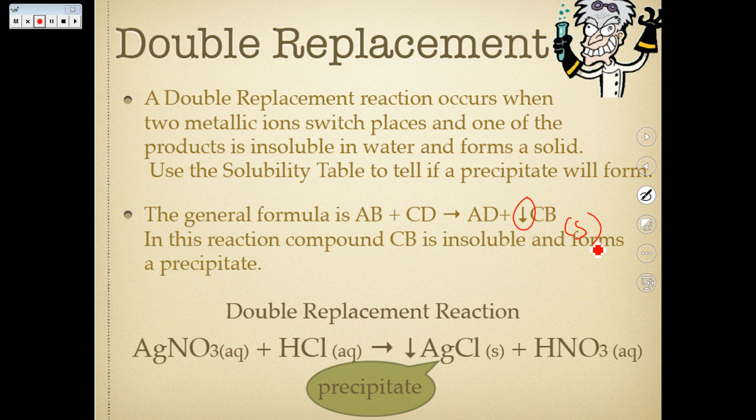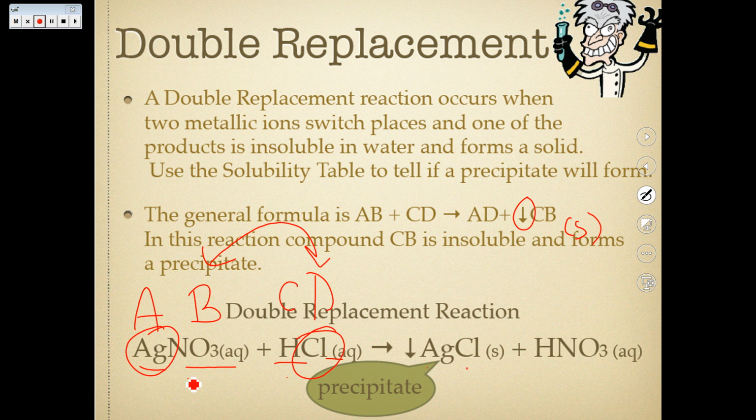So in this double replacement reaction, we have AgNO3, that's our A and our B, and we have HCl, which is like our CD. The B and the D are going to switch places. In other words, the nonmetals are going to switch places, or you can think of it as the metals, depending on which one you set and which one you're going to change. So here we have AgCl, so the Ag is going to bond with the Cl, and the H is going to bond with the NO3.